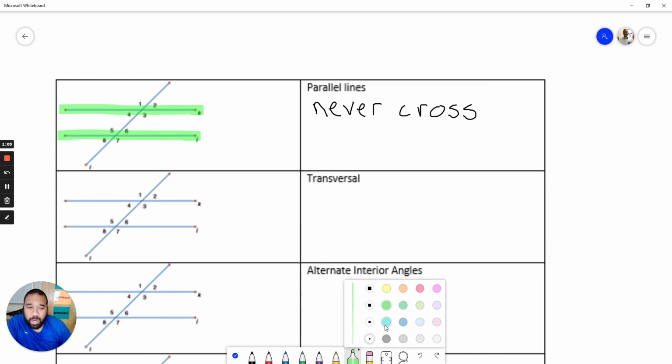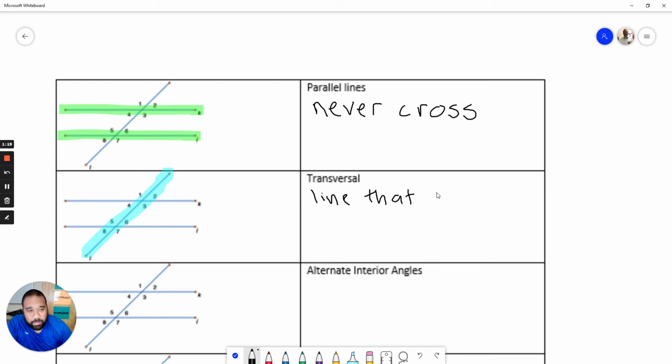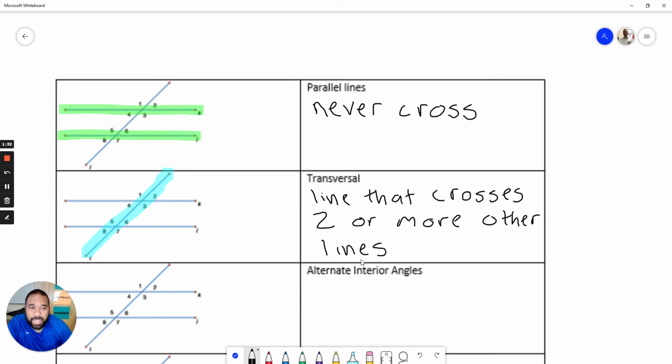The next thing we're going to talk about is something called a transversal. A transversal is this line, and it is a line that crosses two or more other lines. So it's a line that crosses two or more other lines. As we can see, it goes across our two parallel lines in this diagram.